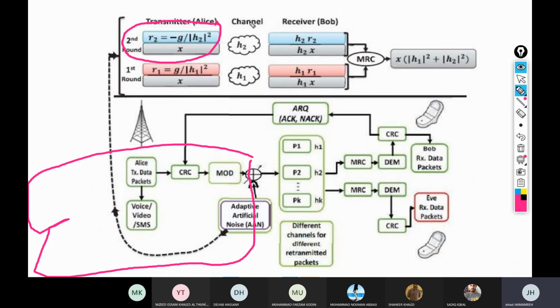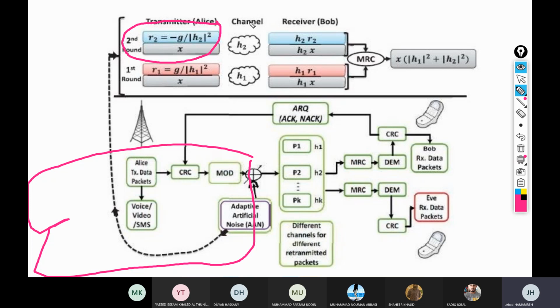First, you are exploiting the ARQ process, the retransmission process. Second, you are exploiting the combination process at the receiver, the MRC. And the third, you are exploiting the channel between the transmitter and receiver. These techniques work well, and they can provide really perfect secrecy, in the sense that you will have no information leakage to Eve whatsoever.